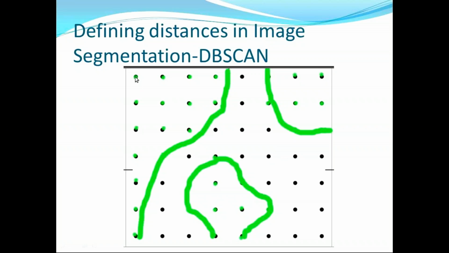Now we need to define a distance measure that will actually make the distances within each cluster small and between two clusters large. So one way of doing that you might think is, well, suppose this is R1, G1, B1, and this is R2, G2, B2.